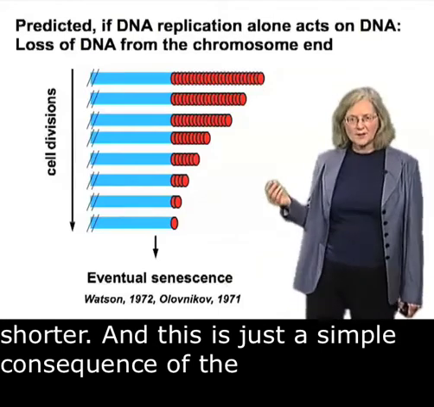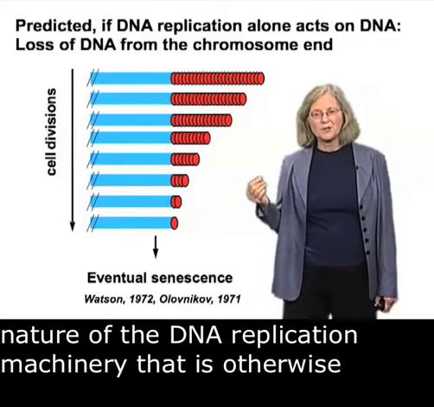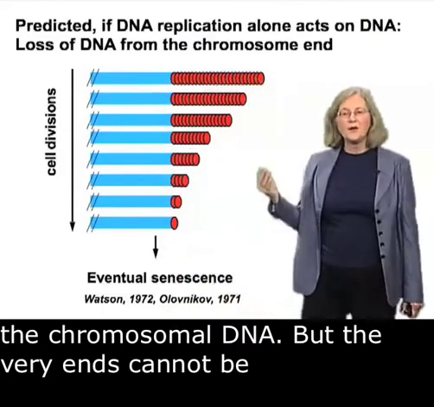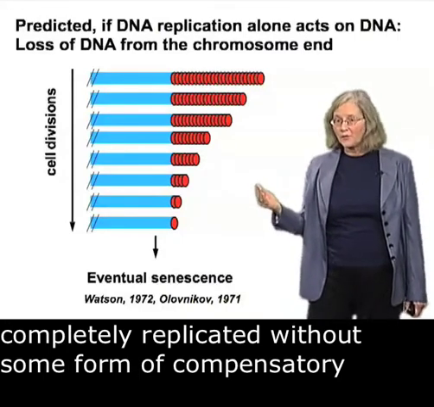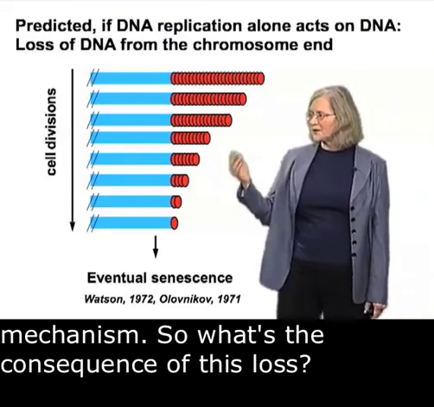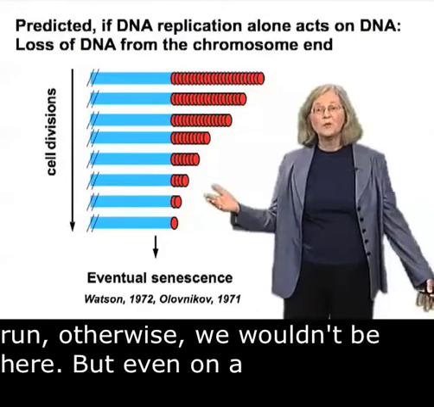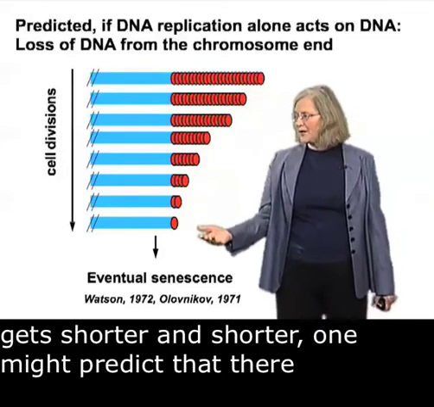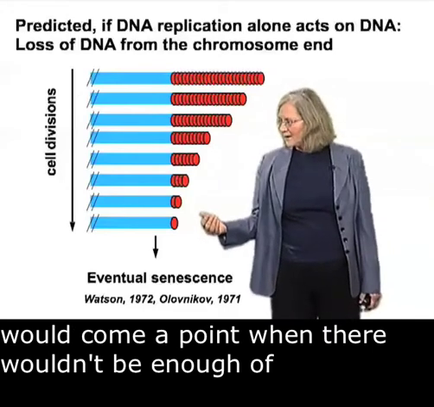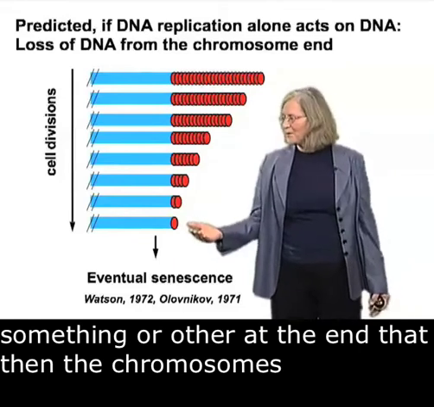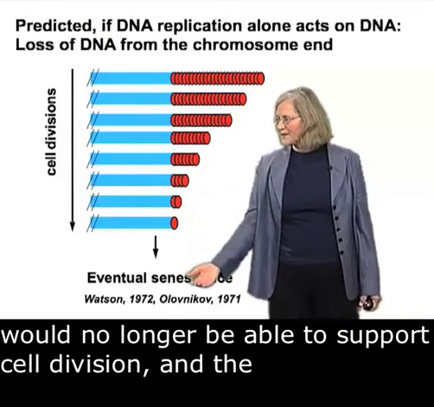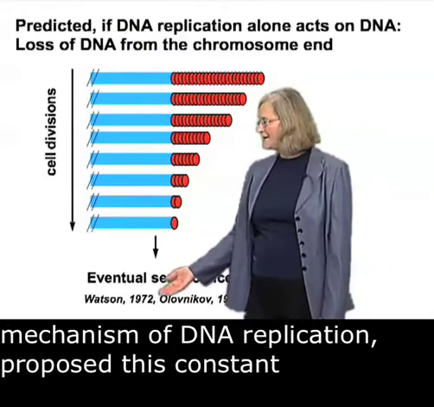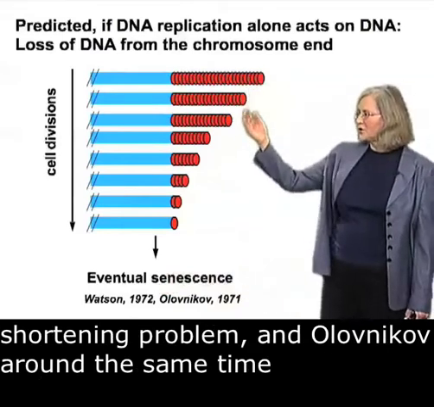And this is just a simple consequence of the nature of the DNA replication machinery that is otherwise so good at replicating all the length of the chromosomal DNA. But the very ends cannot be completely replicated without some form of compensatory mechanism. So what's the consequence of this loss? Well, obviously something has to compensate in the long run, otherwise we wouldn't be here. But even on a shorter time frame, as cells divide and divide and the DNA gets shorter and shorter, one might predict that there would come a point when there wouldn't be enough of something or other at the end, so that the chromosomes would no longer be able to support cell division, and the cells might eventually undergo what's called senescence. And indeed, James Watson in 1972, just considering the mechanism of DNA replication, proposed this constant shortening problem.